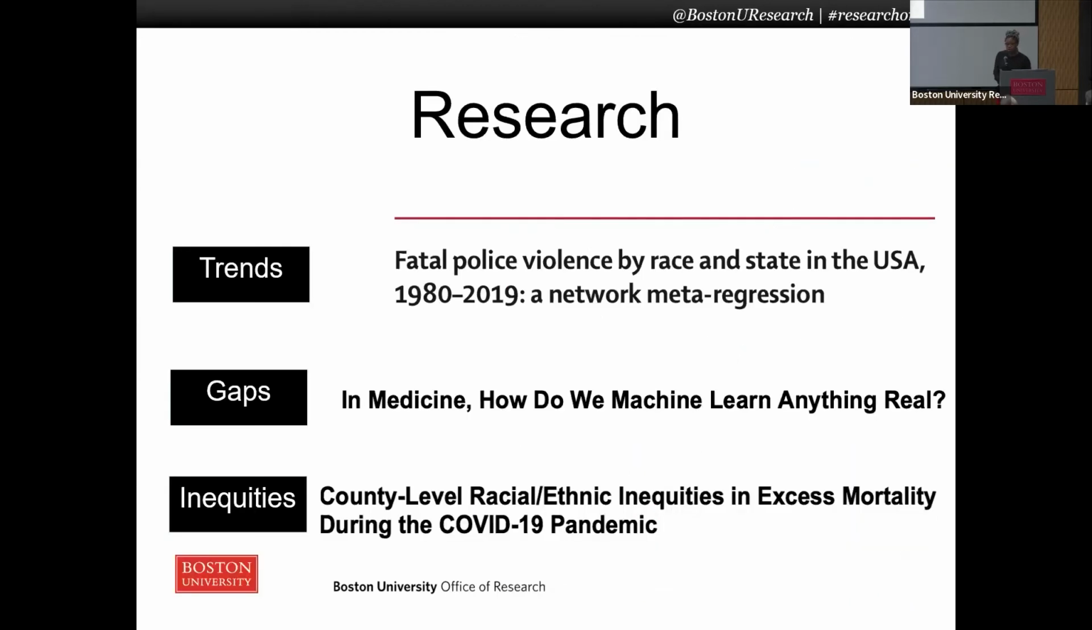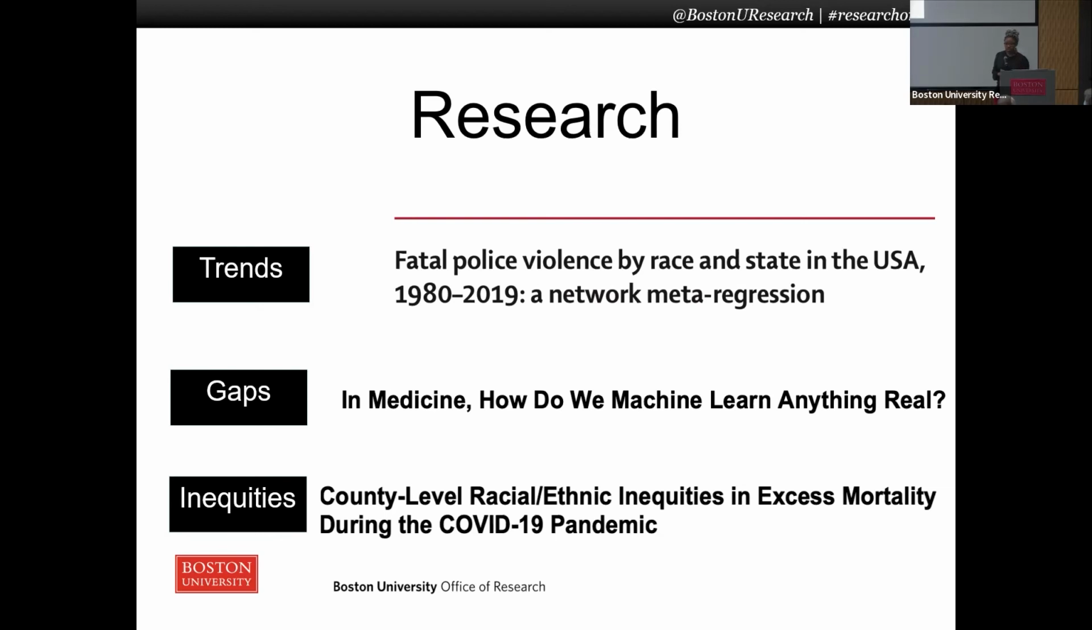Lastly, we're using this data for research, and we're hoping that once we go public, others will also use the data for research. And there's so many research questions that we can ask. The first being looking at trends over time. So we have longitudinal data. We can look at how racial disparities have changed over time. Have they increased? Have they stayed the same? Have they decreased?